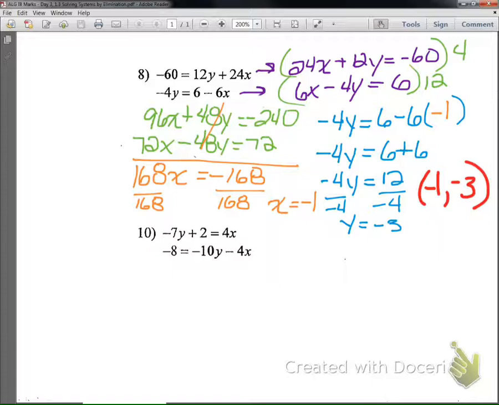I combined the constants and divided by 168, so I was able to get that -1 there. I plugged that -1 back into one of the original equations. This time I chose the second equation, again just because they're smaller numbers, and simplified. So I got a y of -3 at the end. So your final answer is -1, -3.